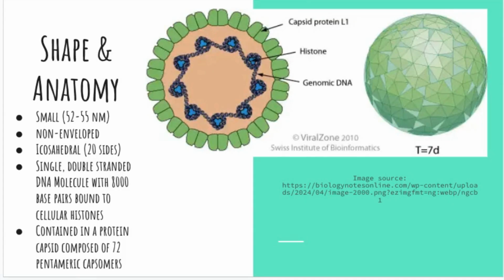Shape and anatomy. It's pretty small for a virus, 52 to 55 nanometers. It's non-enveloped, icosahedral, with a single double-stranded DNA molecule of 8,000 base pairs bound to cellular histones, contained in a protein capsid composed of 72 pentameric capsomeres. Check out the image for a little more detail.